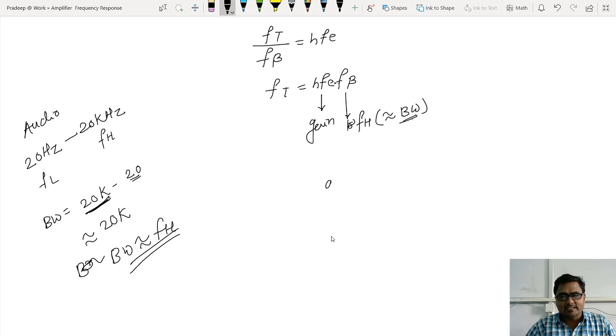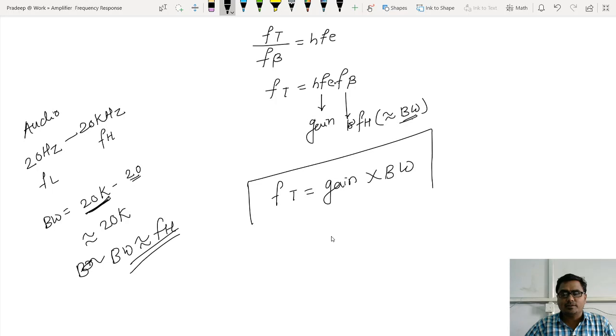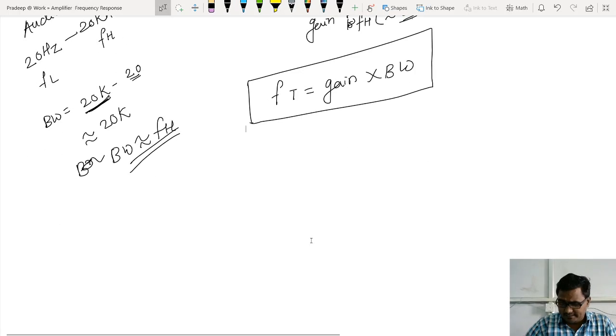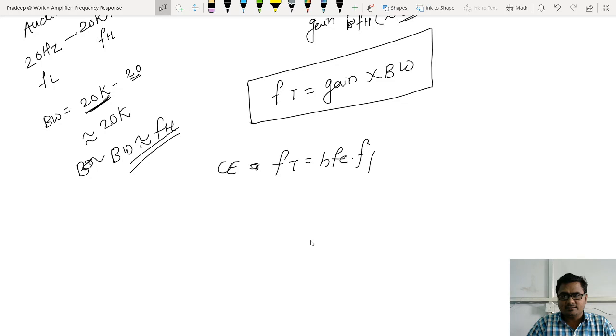So that's why this FT is called the gain bandwidth product. Got the simple consideration? It is a gain and bandwidth product. Now, see, if it is a common emitter amplifier, we have written that FT is equal to FH multiplied by beta. Now, for a common base amplifier, here it will be FH multiplied by alpha.